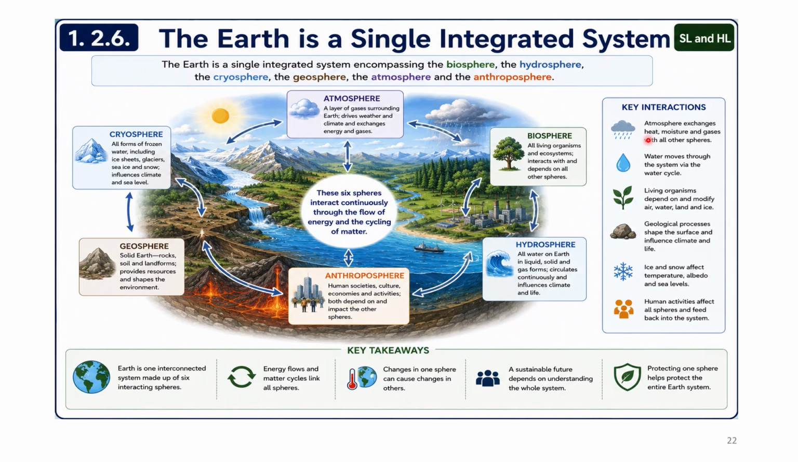For example, increased fossil fuel combustion in the anthroposphere adds greenhouse gases to the atmosphere, leading to global warming. Rising temperatures can melt glaciers in the cryosphere, increase sea levels in the hydrosphere, and alter habitats in the biosphere. This demonstrates a key principle: a change in one sphere often triggers changes throughout the entire Earth system. Understanding these interactions is essential for managing environmental challenges and promoting sustainability.